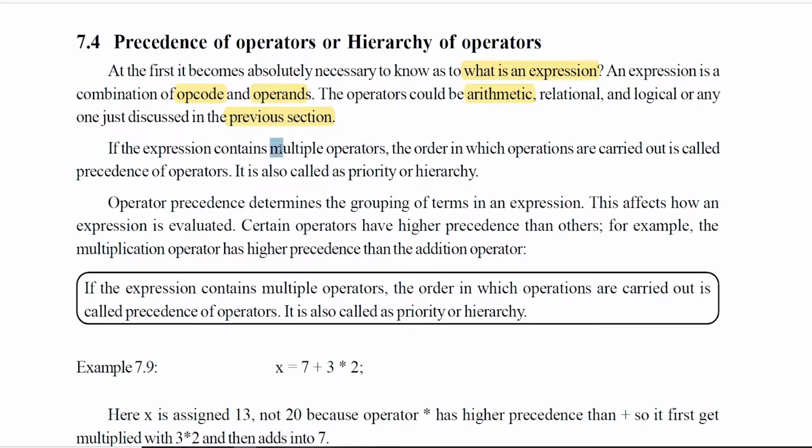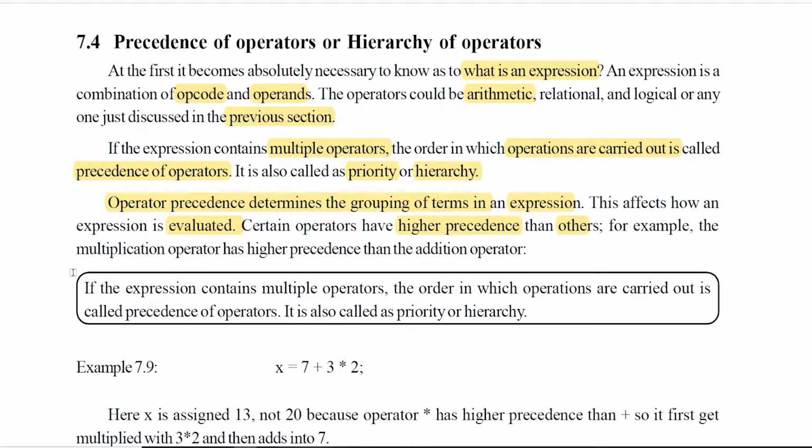If the expression contains multiple operators, the order in which the operations are carried out is called the precedence of operators. It means the priority, how the operators are evaluated with the operands. It is also known as priority or hierarchy of operators. Operator precedence determines the grouping of terms in an expression, and this affects how the expression is evaluated. Certain operators have higher precedence than others.